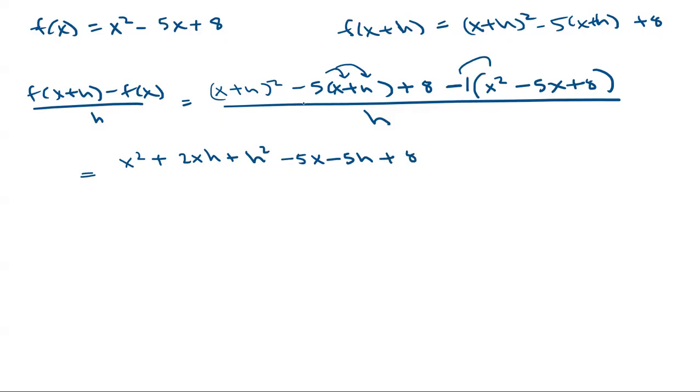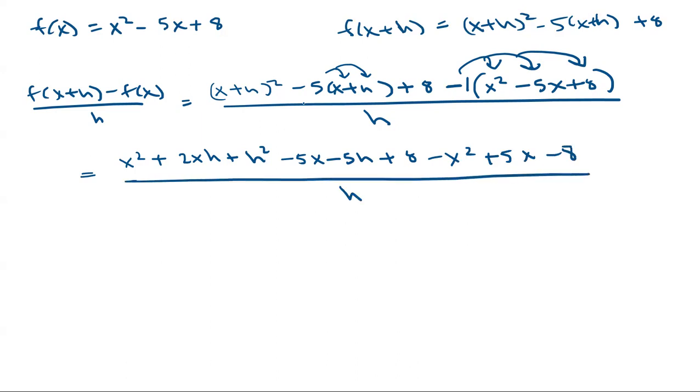Then this negative 1 is also distributed, so that becomes negative x squared plus 5x minus 8 divided by h. All right? So I mentioned earlier, what if there was x to the 10th power? Wow, that's going to take you a long time to multiply that out. Okay?